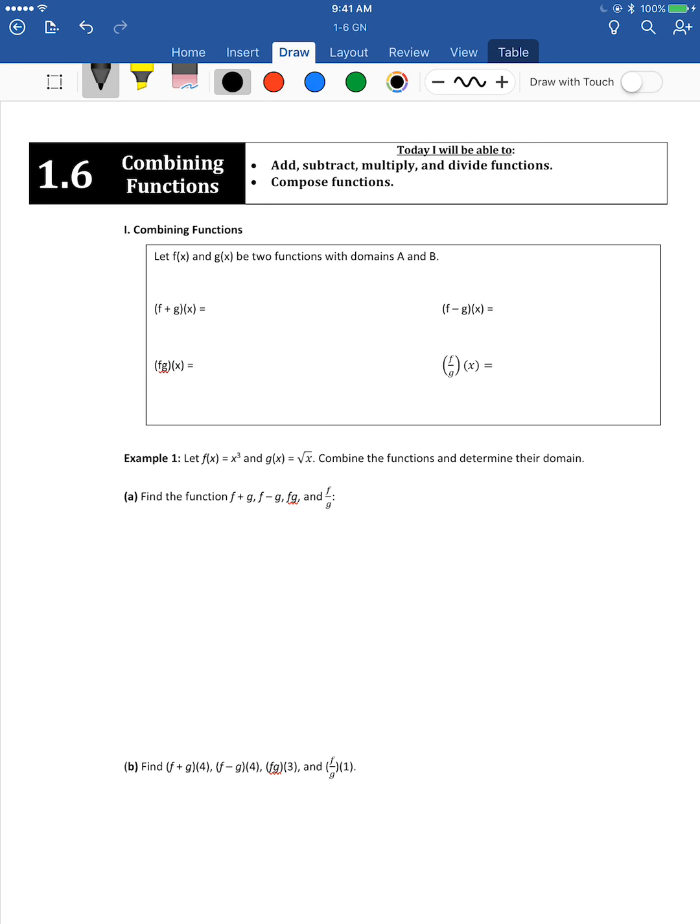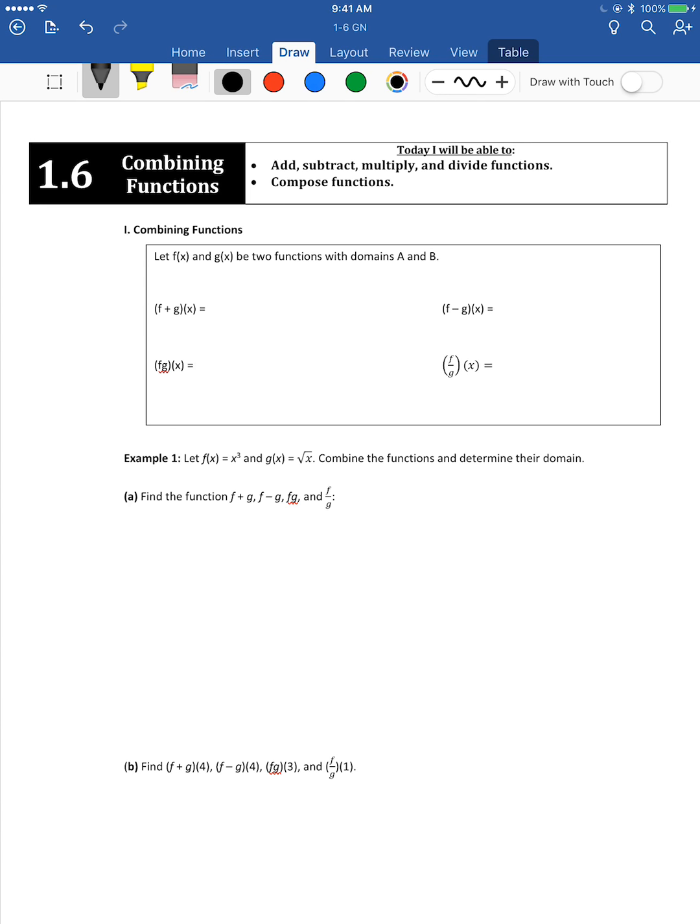So today we'll be talking about our next section, 1.6, and combining functions. We're going to learn how to add, subtract, multiply, and divide functions, and then we're also going to learn about something called composing functions. It sounds a little more difficult than it is. Don't worry, trust me, it's pretty easy. So let's start with our basic definition.